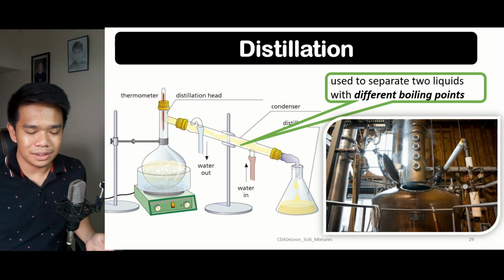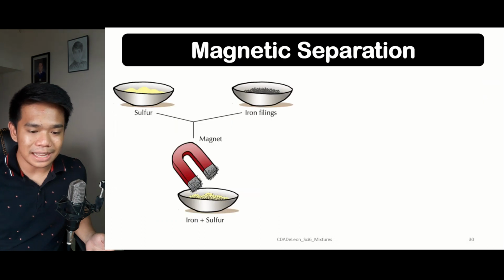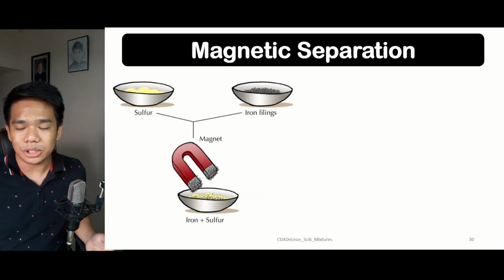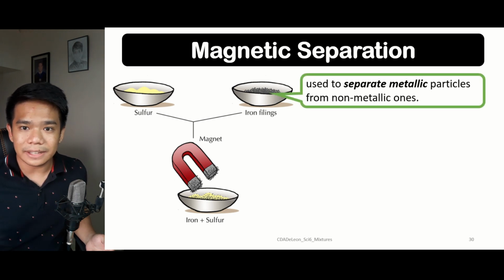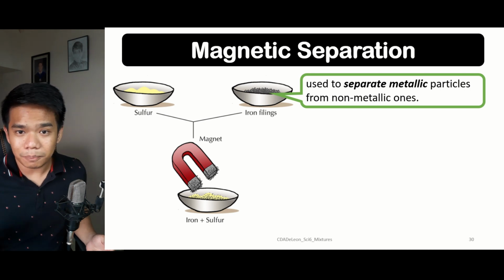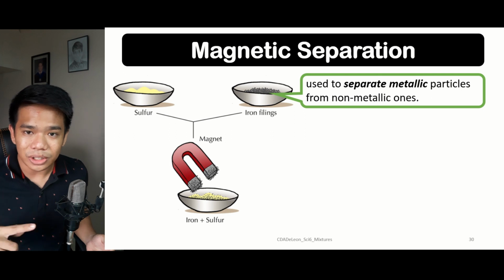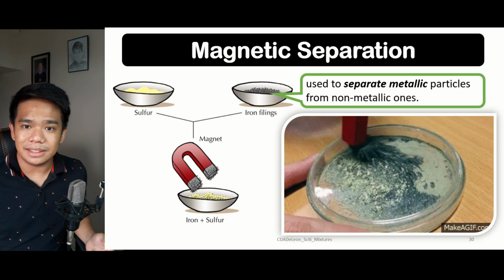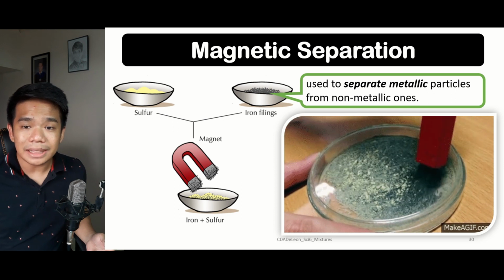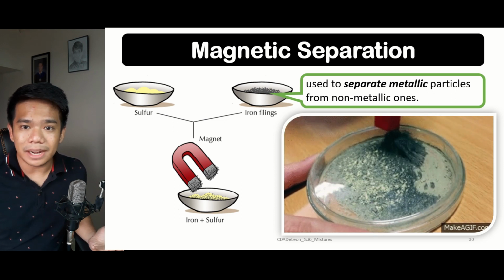Okay, another example is the idea of magnetic separation. From the name itself, the term magnetic means it utilizes a magnet. It is used for separating solid mixtures with a different idea of magnetism, meaning one part of the mixture is metal and the other is non-metal. Usually magnetic separation is used in mining industries in which the metal ores are separated from the non-metal ores.